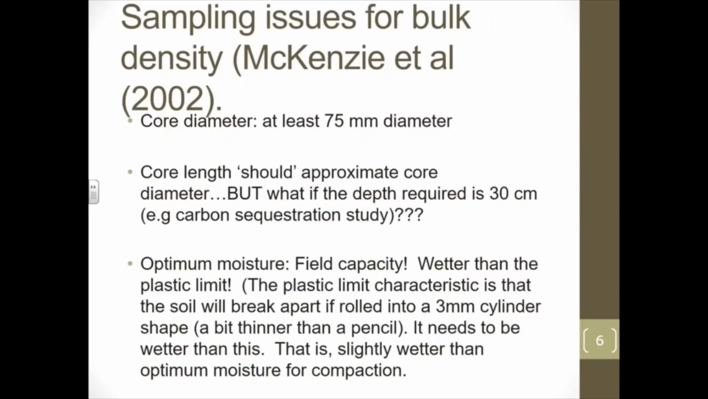What sort of sampling issues do we have when we're talking about bulk density? And this is taken from Dave Mackenzie's brother's excellent book.